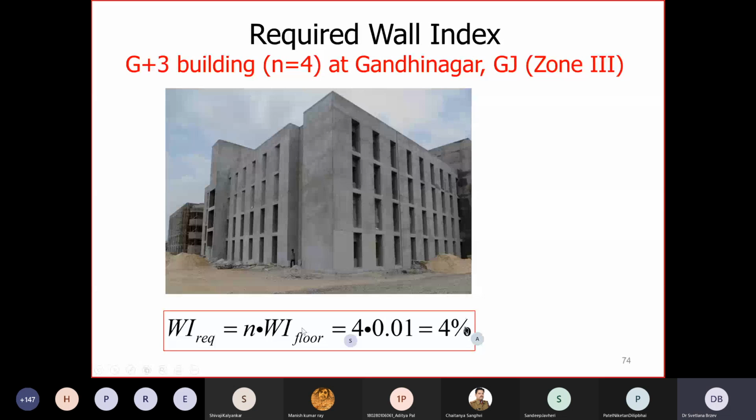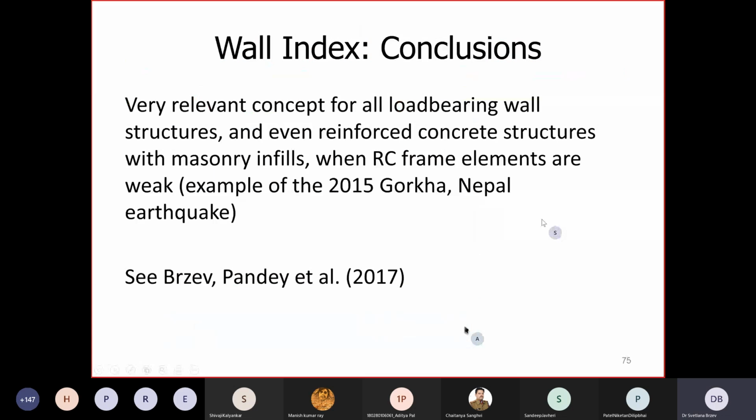So it's very simple. It is not sufficient for the design of confined masonry buildings, but it is very good for preliminary design and planning. So the conclusion related to wall index is that it is a very relevant concept for all load-bearing structures, and even reinforced concrete structures with masonry infills when reinforced concrete frame elements are weak. And that is the example of the 2015 Gorkha, Nepal earthquake.